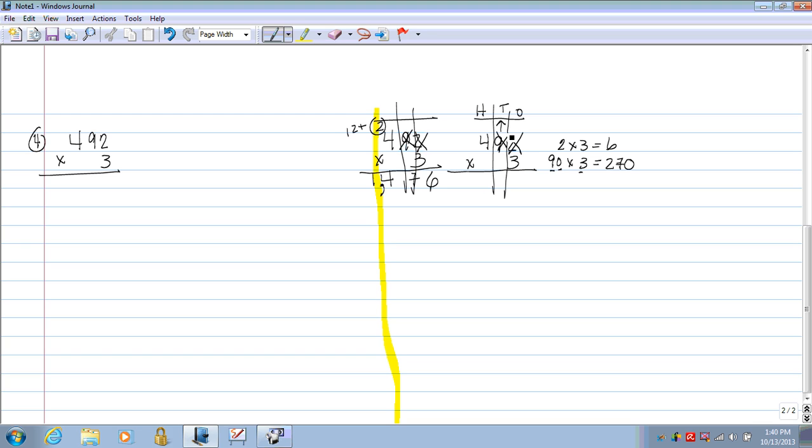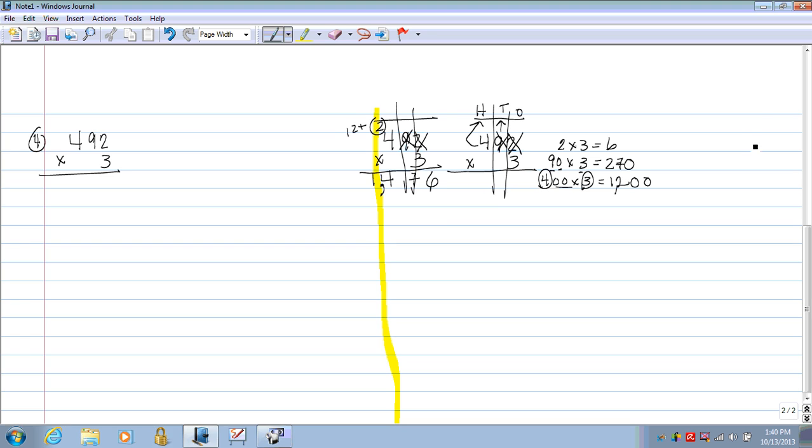Cross out my 9. Now I'm multiplying 4 times 3. Remember, the value of the 4 is 4 hundreds. So 400 times 3. 4 times 3 equals 12. And then I place my 2 zeros. So the product of 400 times 3 equals 1,200.